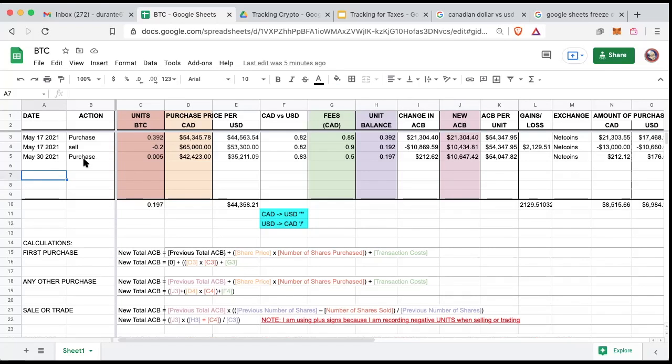And a reminder that I have a copy of this down below in the description, and you can make a copy and paste it into your own Google Sheets and work from there. So let's take a look at what's happening here. Let's say I made a purchase on May 17th. I bought Bitcoin. The price was $54,000 Canadian.